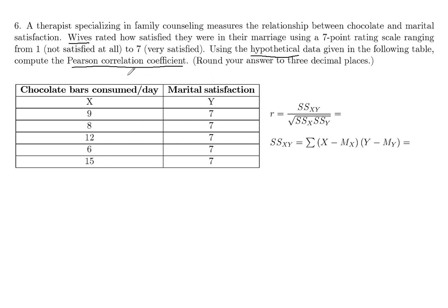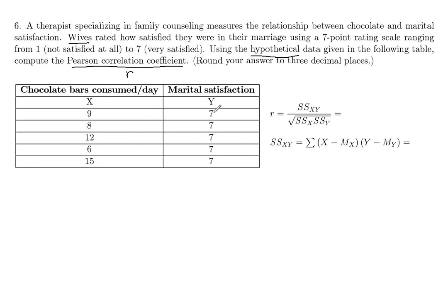So that's the R value. And the formula for the R value, if you grab that off the exam 3 formula sheet, is sum of squares of xy over square root of sum squares x, sum squares y. And the numerator right there is the sum of x minus the mean of the x values times y minus the mean of the y values for each one of these xy pairs.